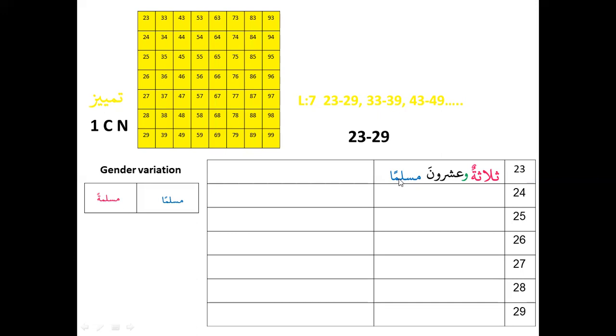Thalathatun wa ishruna musliman. Okay, let's move forward. Again, muslimatan. So what will be your 20? Let's first write 20. Ishruna. Now you have to determine what will be your 3. Salasun. Do you see that? It will stay heavy, right? It will stay heavy, by the way. Only 3 to 10, you have mudaf as a number, so it will be light. 11 to 19, it will be non-flexible. Otherwise, it's fairly simple.